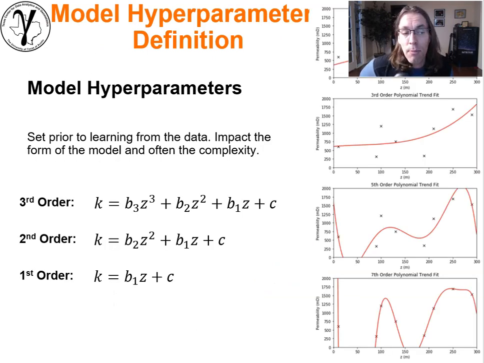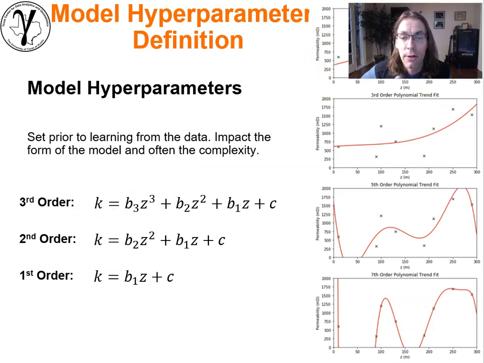Now, model hyperparameter, this is your opportunity to tune the complexity of the model. The choice between a third order, second order, seventh order, or in this case, first order here, and a third order, fifth order, and seventh order would be the choice. That would be the hyperparameter with this polynomial model.